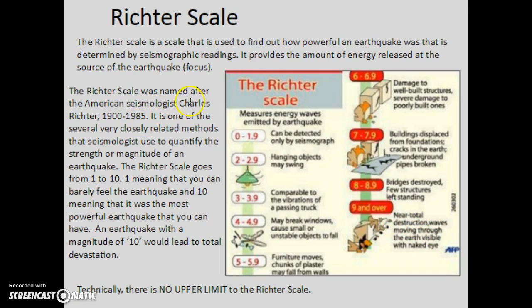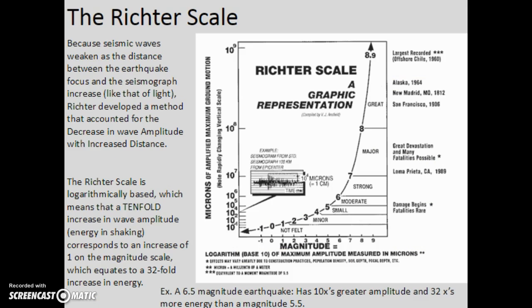The Richter scale was named after Charles Richter, whose life spanned 1900 to 1985. It's one of several very closely related methods that seismologists use to quantify the magnitude of an earthquake. The Richter scale is generally measured from 1 to 10. A 10 would be extremely powerful and would lead to total devastation. But technically there's no upper or lower limit to the Richter scale.